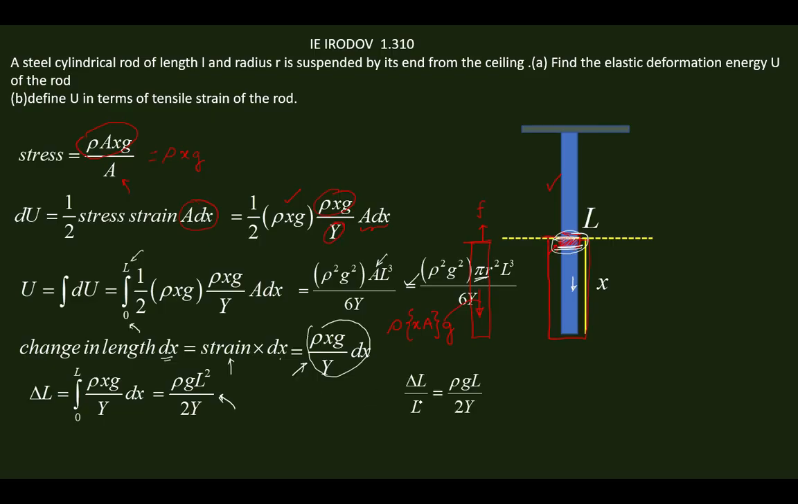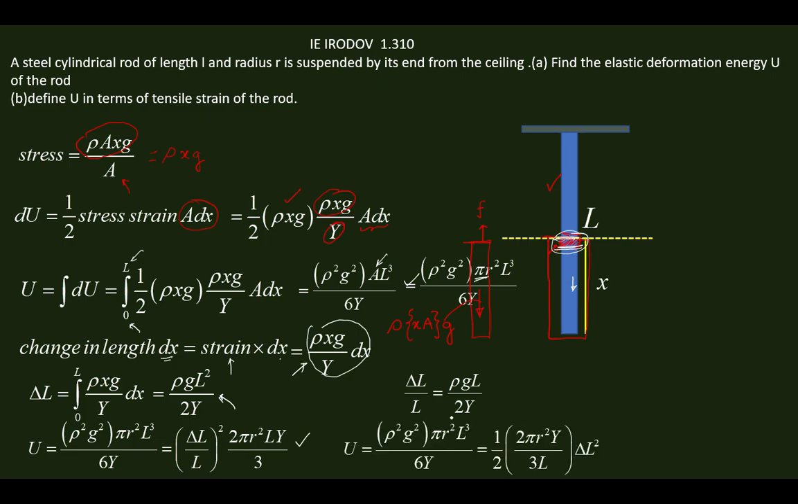From here, it is simple to find delta L over L. And energy can be written in terms of delta L by L also. If we rearrange the terms, we finally have this expression.